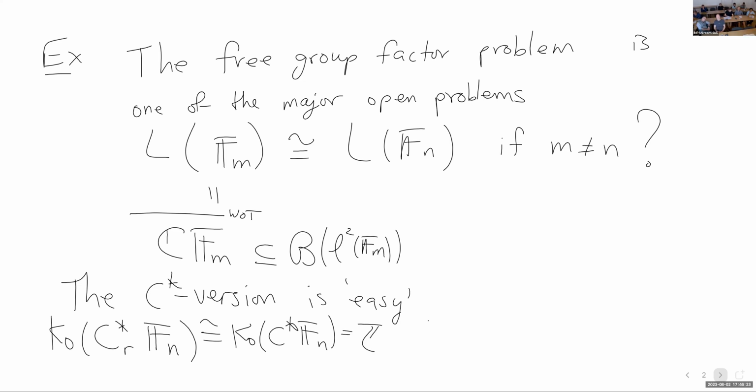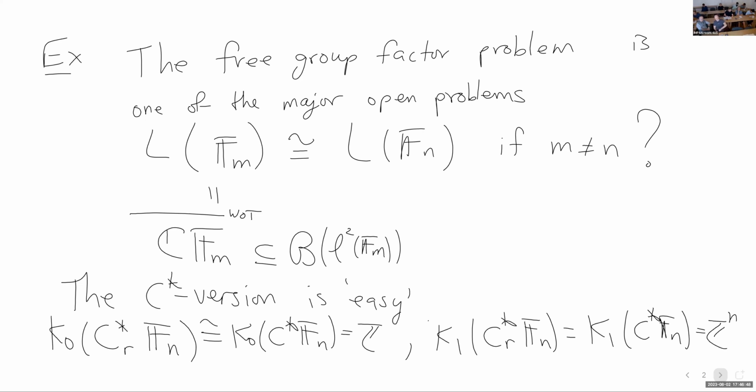Okay, so at the level of K0, we can't distinguish them, but K1 is Z^n at the end. So K1 is what distinguishes. K1 of the C-star algebra is generated by the generators of the free group. Yes, exactly, K1 of the C-star algebra. You forgot about the M. I forgot about M. First, K0 of the C-star algebra of Fm is isomorphic to K0 of the C-star algebra of Fn.